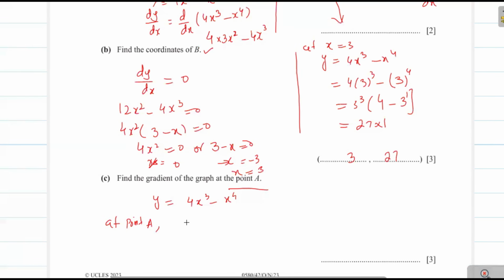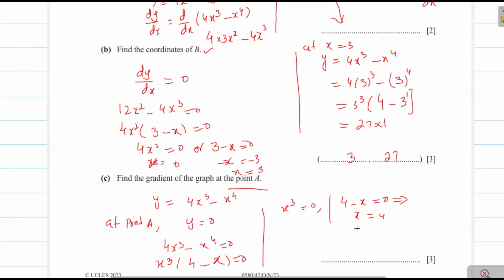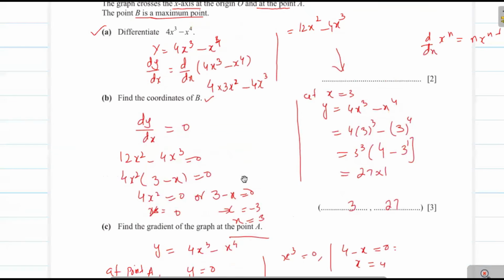The y coordinate equal to 0. This will be 4x cube minus x^4 equal to 0. And we take the common x cube, and this is x cube into 4 minus x equal to 0. So x cube equal to 0 and 4 minus x equal to 0. This will give x equal to 4. And at this point, this is the point x equal to 4.